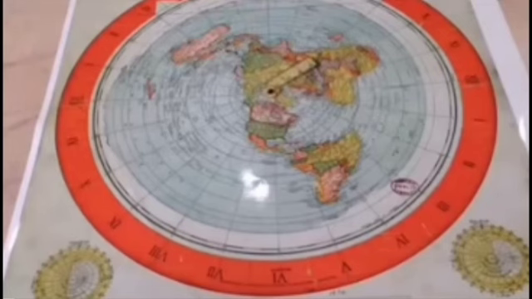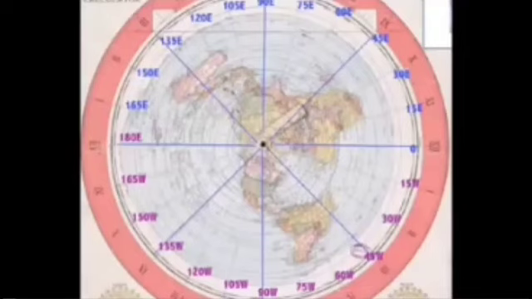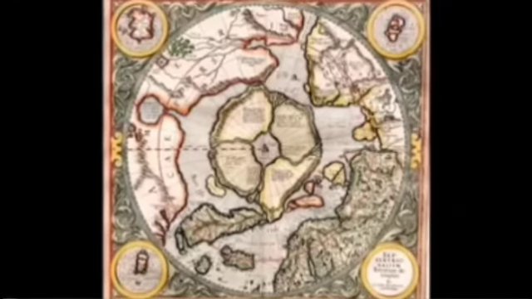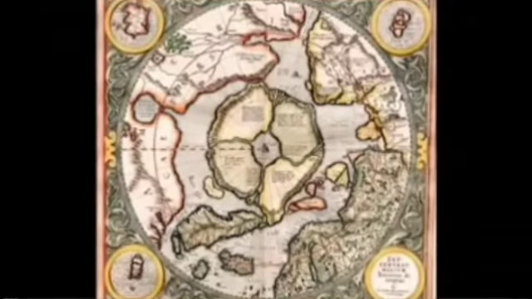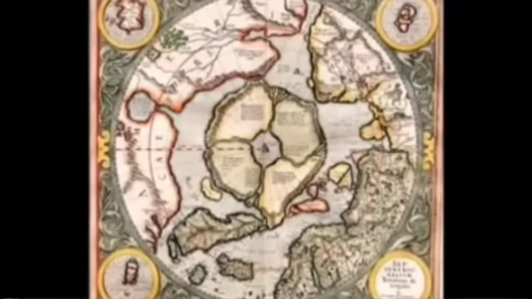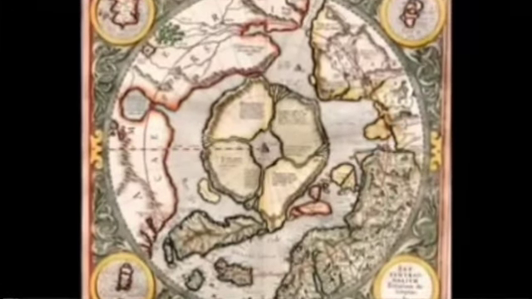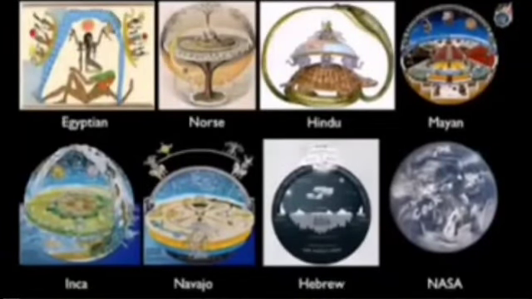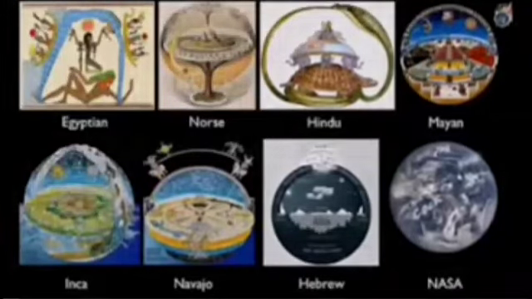On the Flat Earth map, North is in the center, while South, or Antarctica, is surrounding Earth with the continents and oceans inside. Mercator's map from 1569 is also a Flat Earth map showing a magnetic mountain in the north with 4 continents surrounding it. The ancients had their own depictions of a flat Earth.